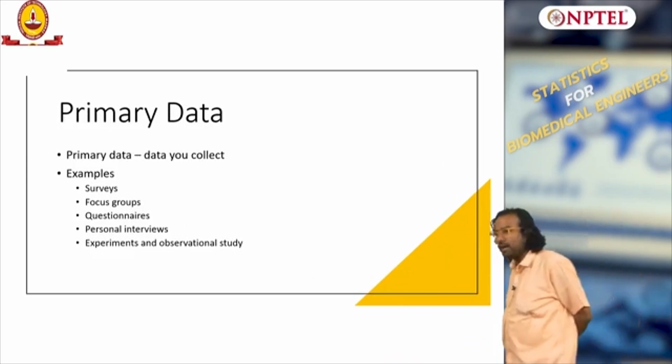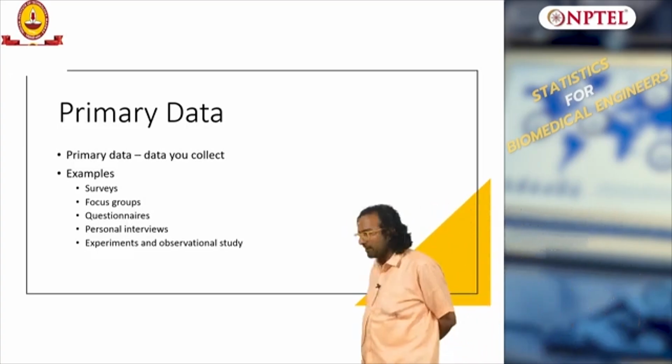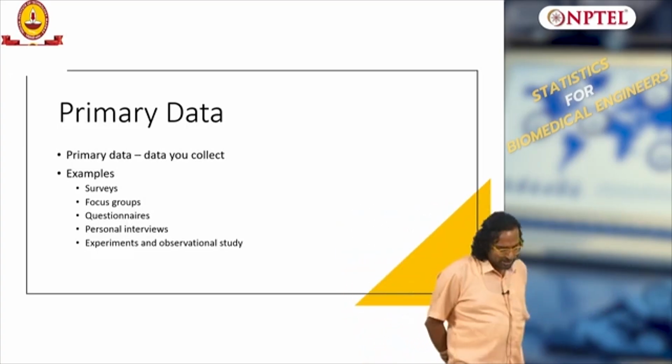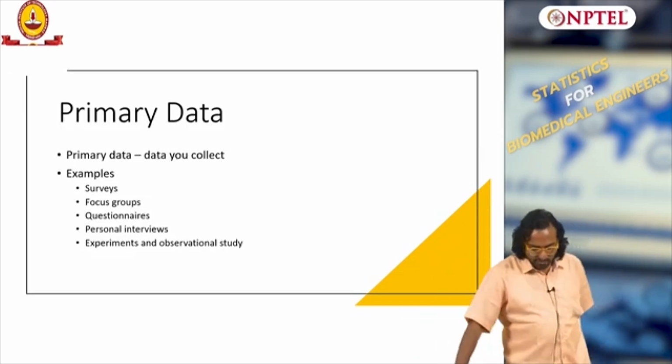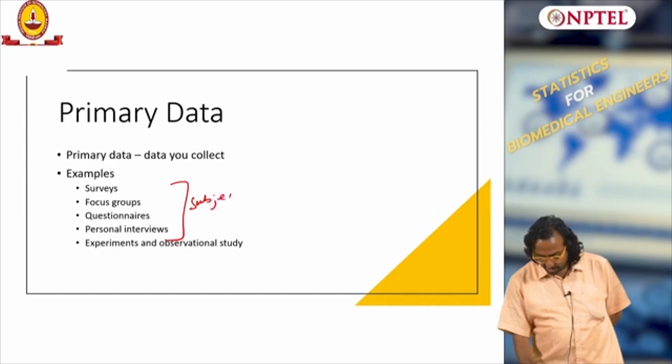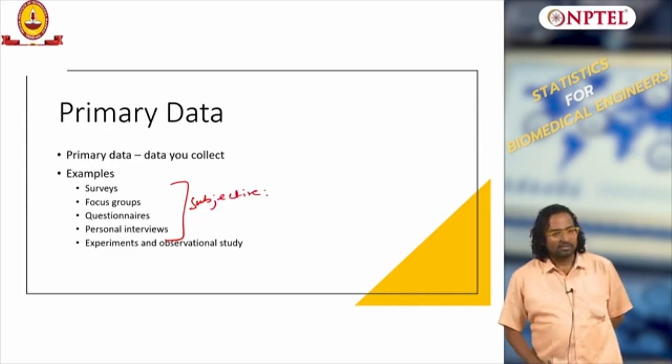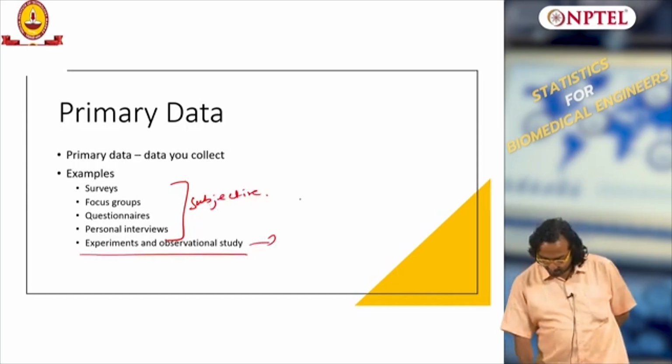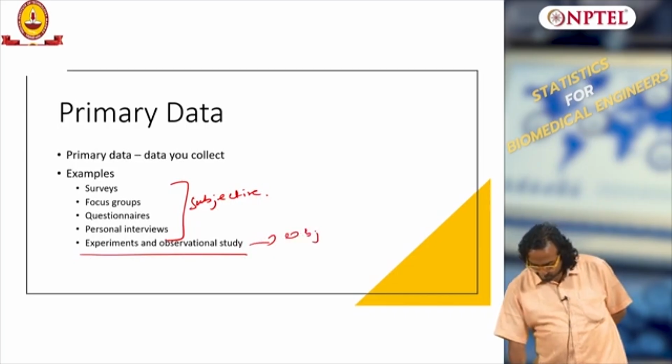Primary data typically comes from surveys, focus groups, questionnaires, personal interviews. All of this is subjective, it has to be kept in mind, these are all subjective.